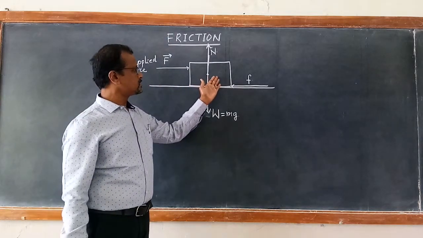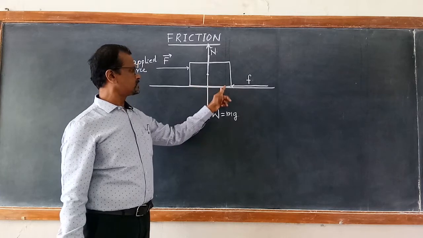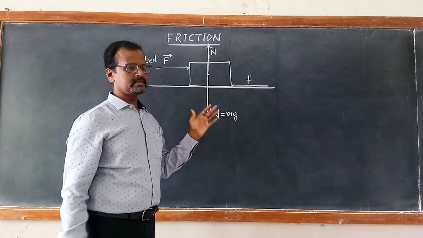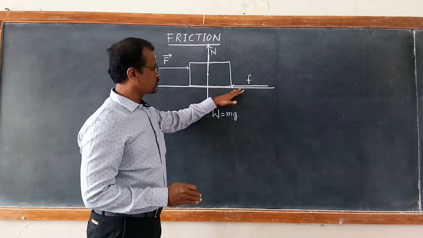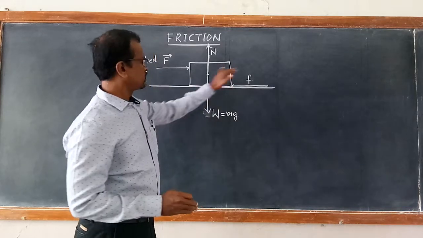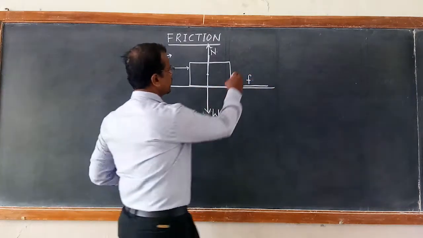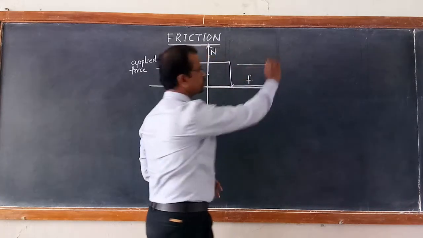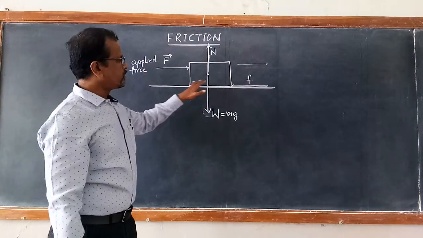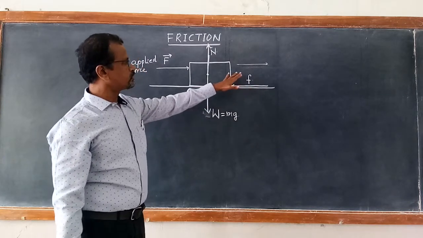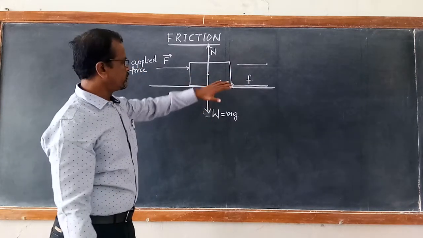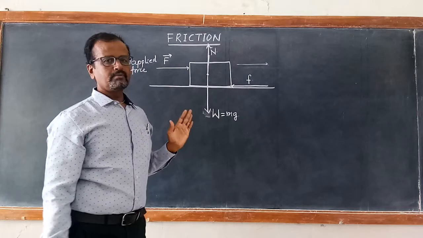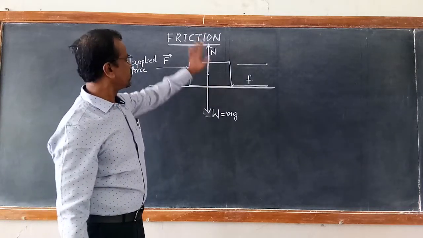For example, this is the block. The surface of this block is in contact with the table surface. So there is an opposing force which opposes the motion of the object. The motion of the object would be in this direction, and the opposing force to the motion, that is what we call friction, will be opposite to the motion of the object. This is what we call friction.